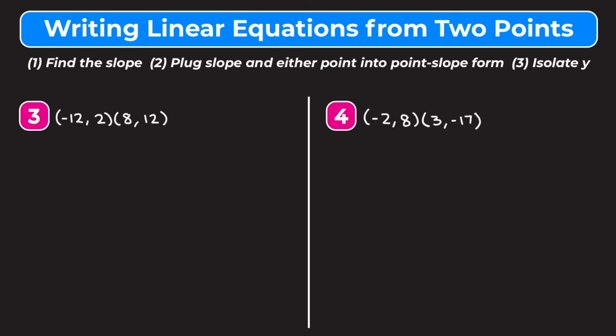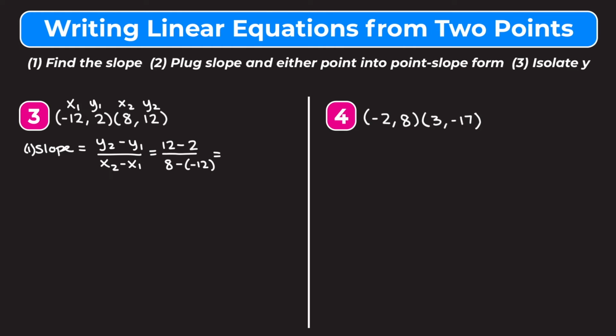So we're going to start by finding the slope. So I'll label this as step 1. So slope is equal to y2 minus y1 over x2 minus x1. I'm going to label our points with x1, y1, x2, y2. And now I'm going to plug in those values. So x2 is 12, y2 is 12 minus y1 of 2. That goes on the top. On the bottom, x2 is 8 minus x1 of negative 12.